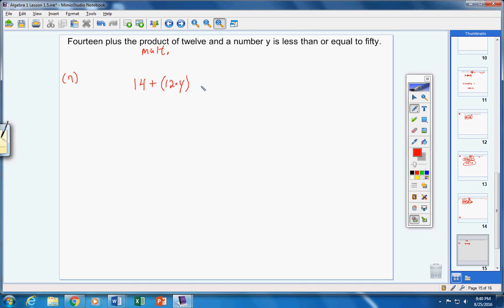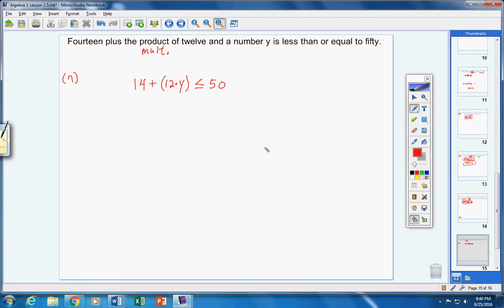Now be careful, you see is, so you think equals, but hold on. It doesn't say is, it says is less than or equal to. Less than or equal to 50. They threw you a curveball there, be careful.